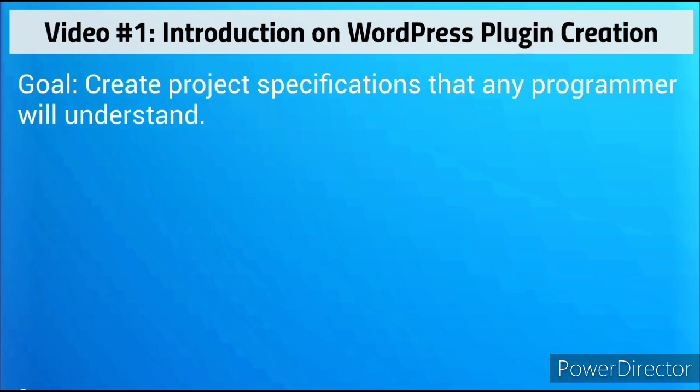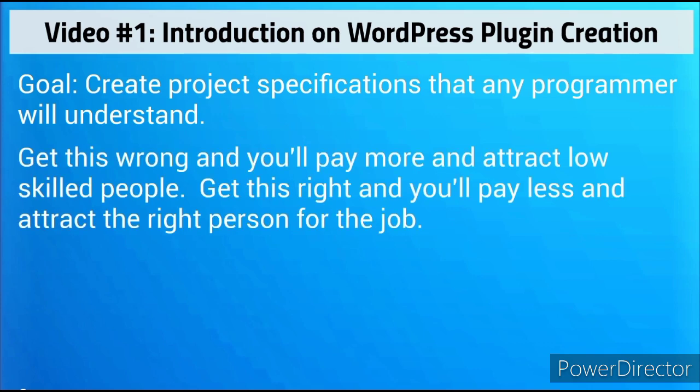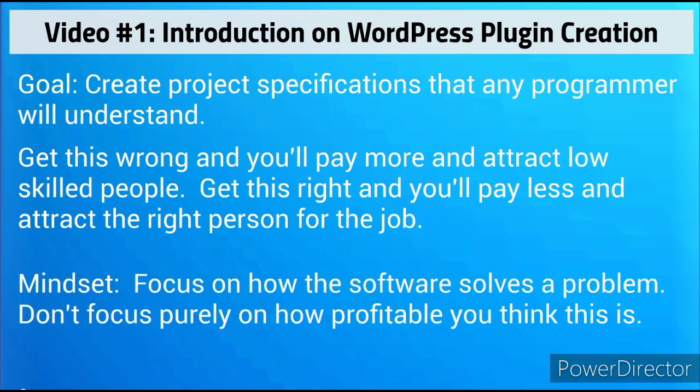Instead of wasting time and this taking 4 to 5 months to create, you could save time. So this is all about how to save time and money by doing things right. Get this wrong, and like I said, you're going to pay more. You're going to attract low-skilled people that are going to say, yes, I can do anything, and you're not going to know what to do. You're going to give in, and you're going to get the wrong person. So I want to make sure that you get this right, and you're going to pay less and attract the right person for this job.